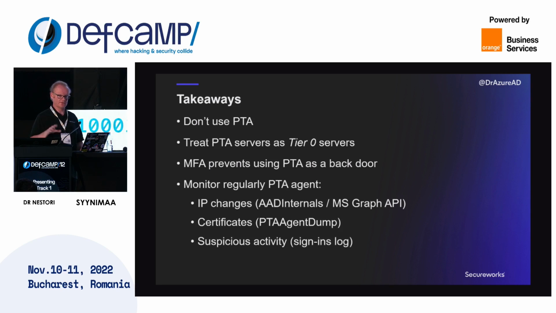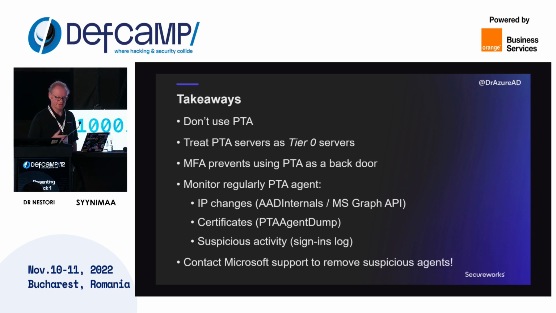And then you should monitor those agents on a regular basis, like whether the IP addresses are changing, and you can do that with AADInternals or by calling Microsoft APIs. And you should monitor those certificates using the PTA agent dump when we publish that, obviously. And then follow any suspicious activity in sign-in logs. And finally, if you see that there's something suspicious going on with some PTA agent, you need to contact Microsoft to remove that.